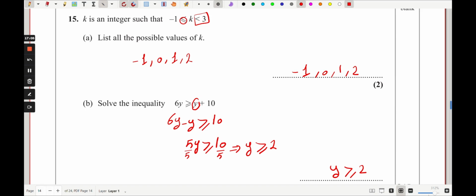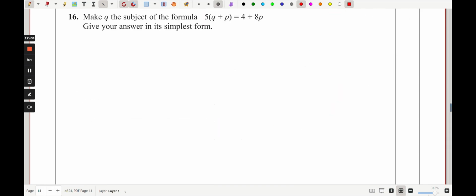So next question. Make q the subject of the formula 5 times bracket q plus p equal 4 plus 8p. Give your answer in its simplest form. So we have to multiply 5 times q and 5 times p. So 5q plus 5p equal 4 plus 8p. They need q to be the subject of the formula, so at the end we have to isolate q on the left hand side. So I will keep 5q here and I will move 5p to the right hand side.